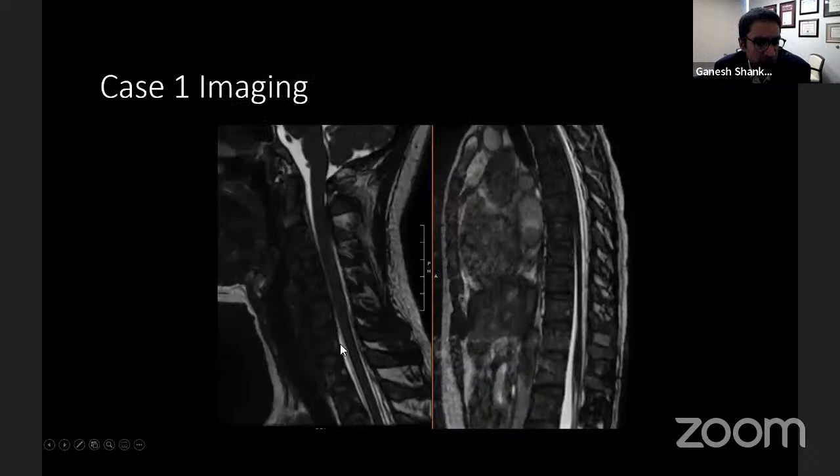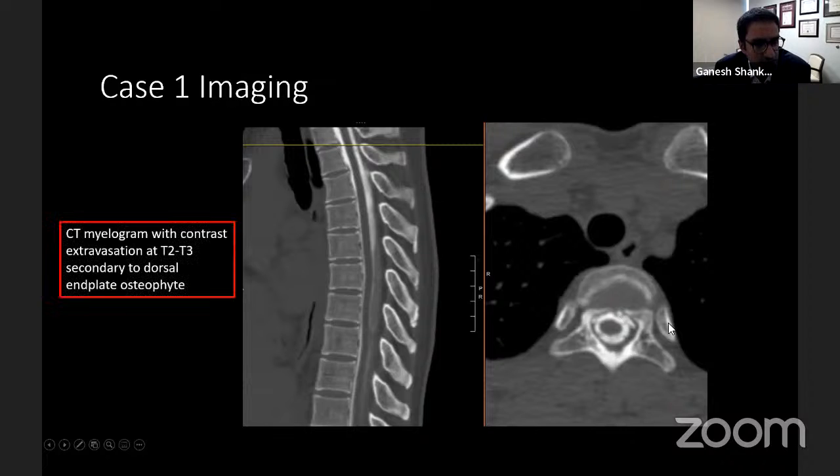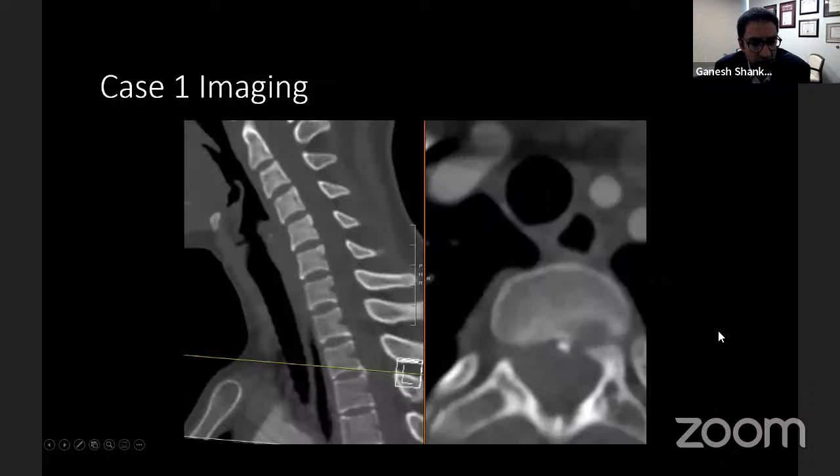This is her imaging, and we can see an epidural fluid collection along the ventral CSF epidural space in the cervical spine and a dorsal component along the thoracic spine. There was a disc osteophyte complex with extravasation of CSF in the ventral epidural space on this dynamic CT myelogram that was performed at T2, T3. And just to look at that disc osteophyte complex without the contrast, it's almost like a tooth that has developed in this relatively young female.